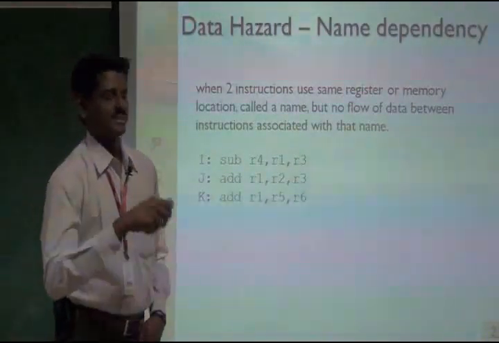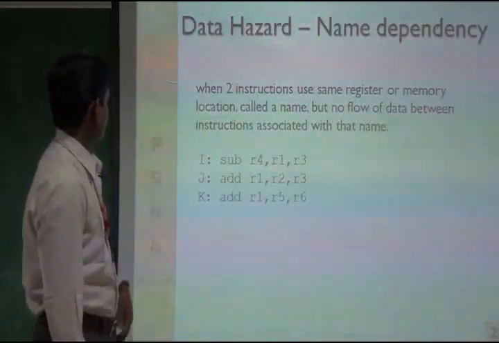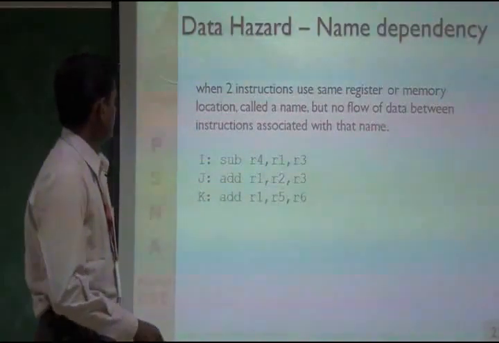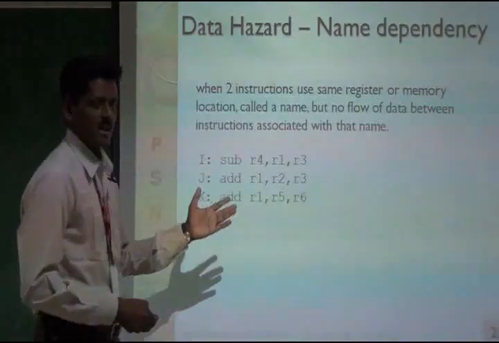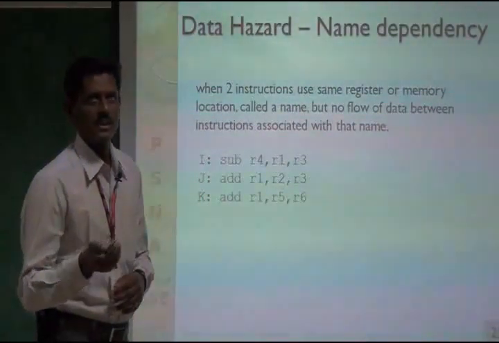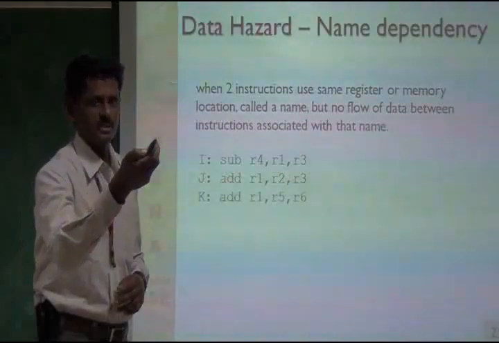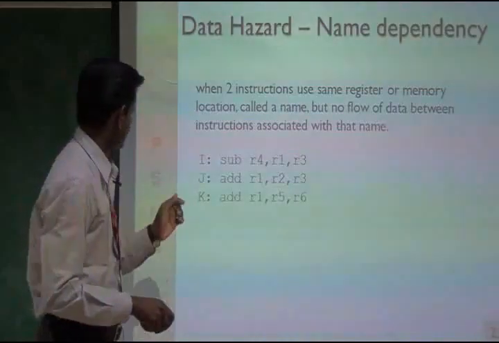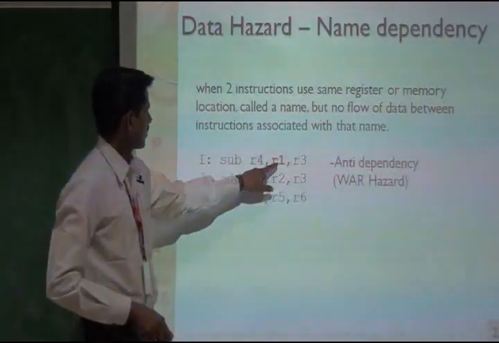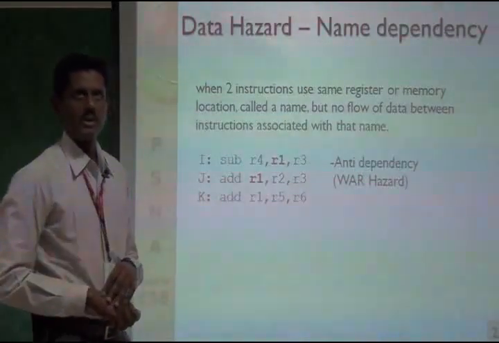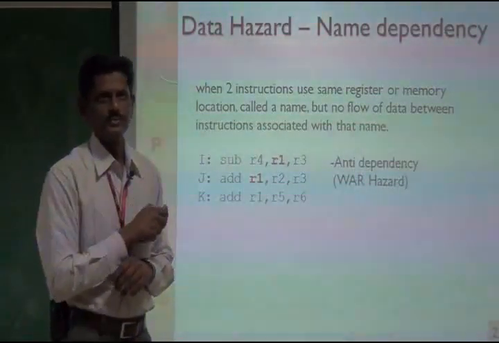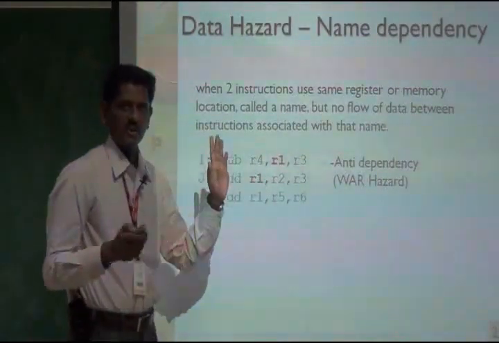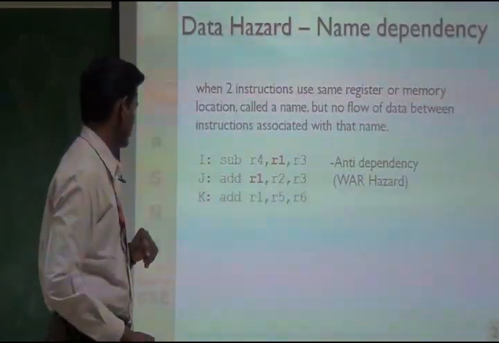Next one, name dependency. There are 3 instructions, I, J, K. Here there is no true data dependency. We know that true data dependency is when the output of the first instruction acts as input for the second instruction. Here, R1 is used by instructions 1 and 2, but this R1 is not the output of the first instruction. So there is no true data dependency.